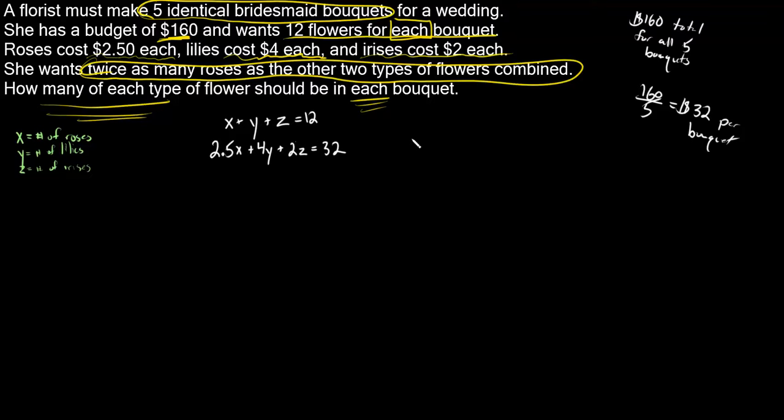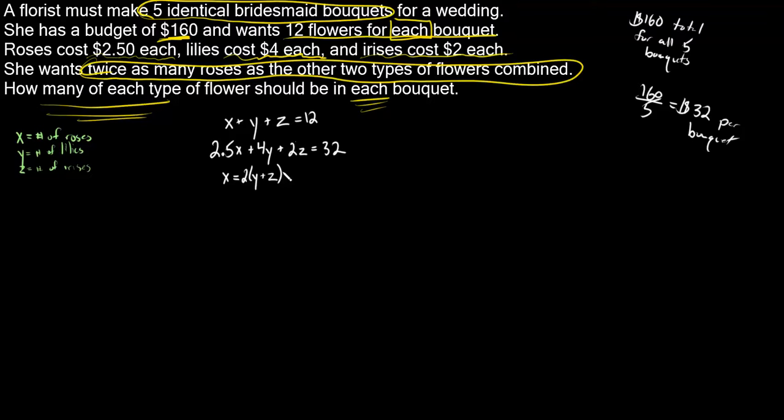And then finally, she wants twice as many roses as the other two combined. So to get the number of roses, I take the number of lilies, Y, and the number of irises, Z, combine them by adding, and double it. So x is equal to 2 times the quantity of y plus z. For example, let's say she got 4 lilies and 2 irises. That's 6 total. She would want double that for roses, so 12.